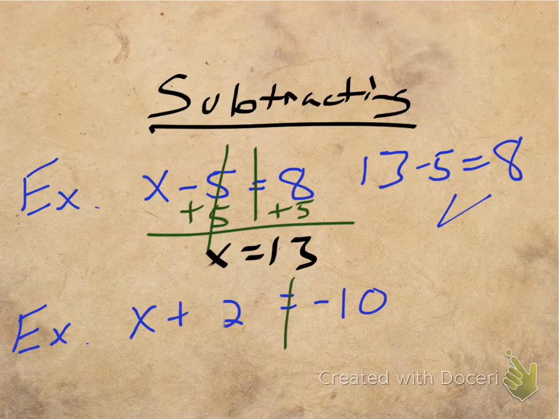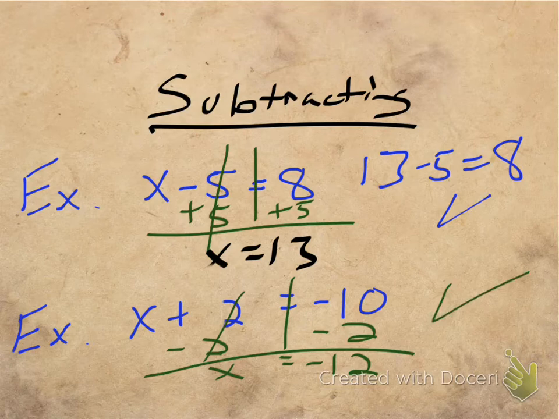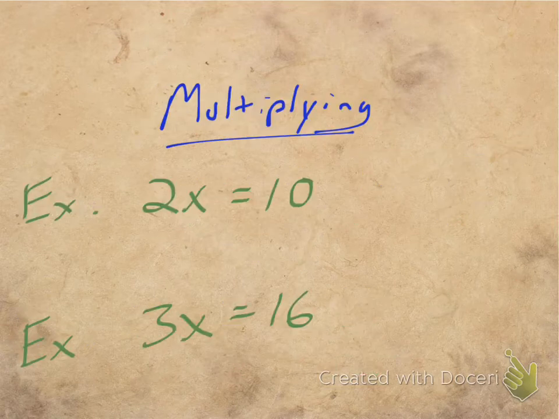So now when I set it up and I do the opposite operation, I subtract 2 instead of adding, because 2 positive and 2 negatives make 0. So I'm left with x equals, subtract 2 on this side, negative 12. Negative 12 plus 2 is negative 10. Checks out. Now multiplying. Multiplying is pretty easy.